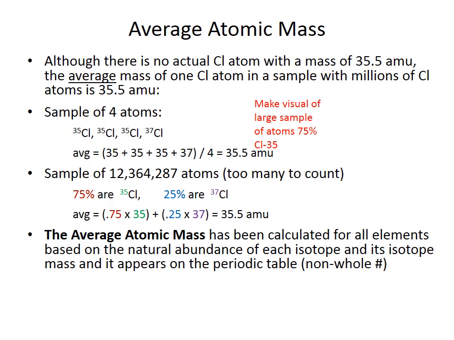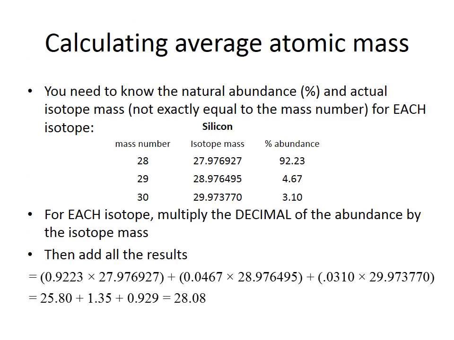Note that it does not tell me the mass of any one atom. It's only useful for telling me, on average, how much one atom would have. If I had a collection of billions of them and I wanted to have a representative, that's what it would be. So again, let's do a separate example.